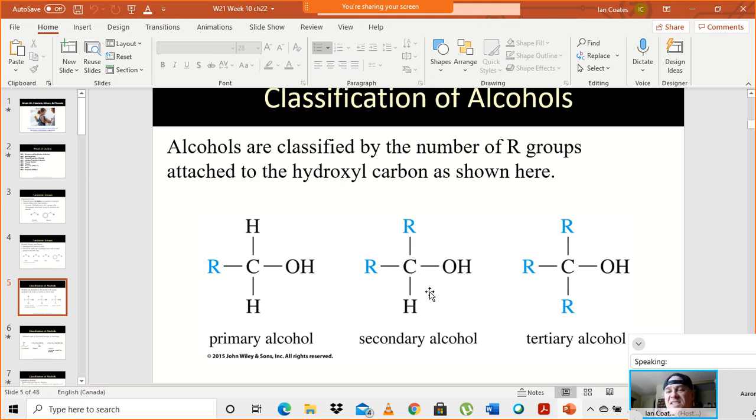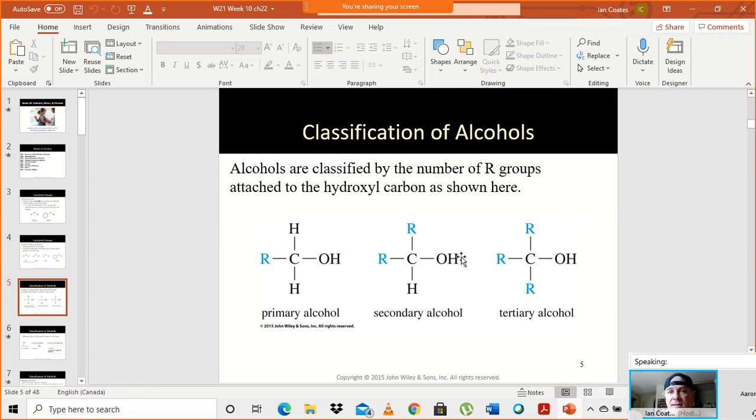Here we have a secondary alcohol, where the hydroxyl group attaches to a carbon that is attached to 2 other carbons. A tertiary is a hydroxyl group that is attached to a carbon that is attached to 3 other carbons. Their chemistry will be different, and I'll ask you about it. And we'll get into that today. So a primary alcohol is attached to a carbon that is only attached to 1 other carbon. Secondary, a carbon that's attached to 2. And tertiary, a carbon that's attached to 3.